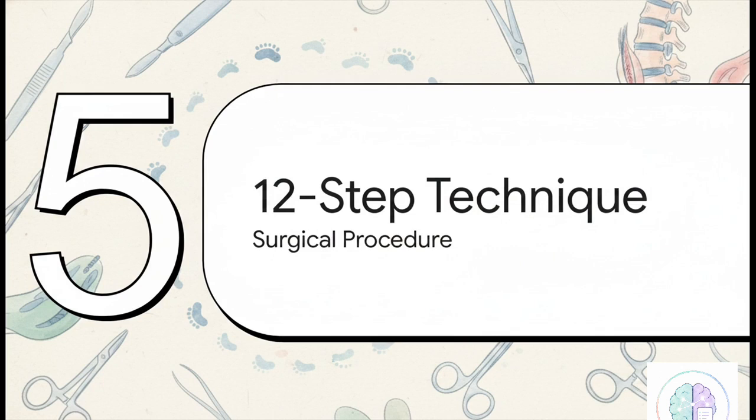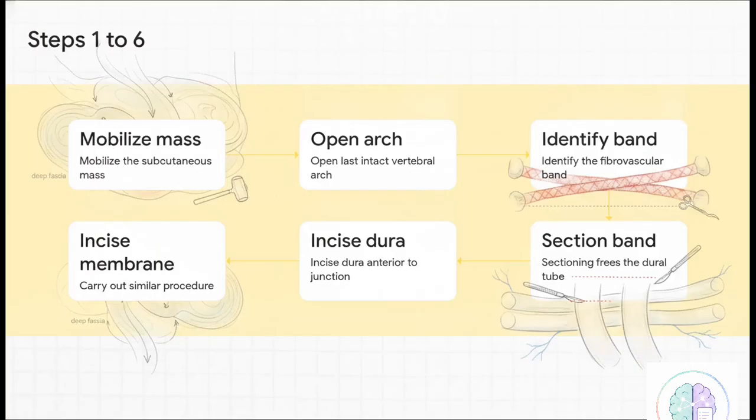Finally, let's move to Section 5 and see how this all builds into the 12-step surgical technique. We are going to rapid-fire narrate this so you see how it flows. Here are the first 6 steps for access and release. Step 1. Mobilize that subcutaneous mass as it funnels down through the deep fascia. Step 2. Open the last intact vertebral arch. You want to work from normal, healthy dura down into the pathology. Step 3. Identify that thick fibrovascular band crossing the widely bifid lamina we stressed earlier. Step 4. Section that band. Boom! You've just freed the dural tube and released that dangerous, sharp kink.